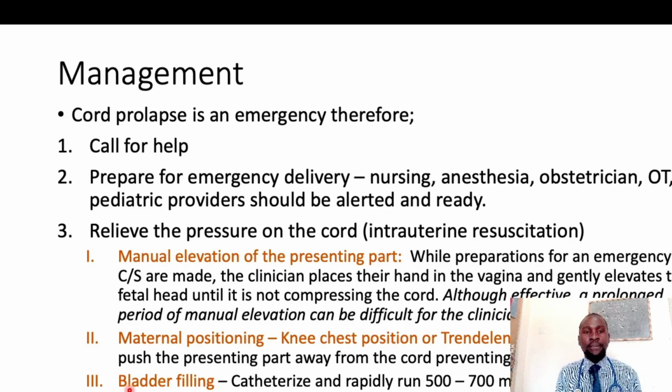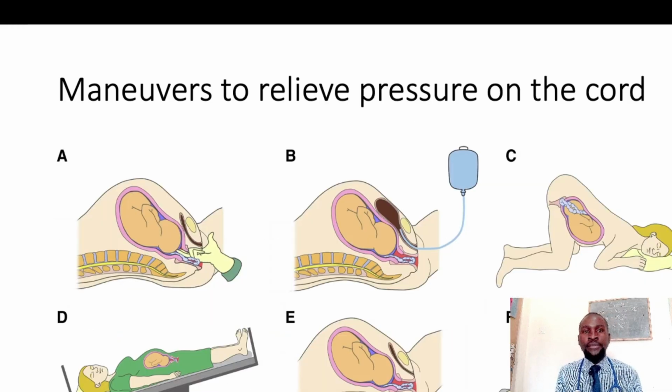Bladder filling is another thing. So you can fill the bladder. So catheterize and rapidly run 500 to 700 mils of normal saline via a catheter. So when you catheterize the woman, you push in 500 to 700 mils of normal saline in this catheter, and this is going to distend and balloon the bladder. So the urinary bladder becomes distended and ballooned, and this will prevent the descent and gently elevate the presenting part, preventing compression of the cord by this presenting part. So these are some of the maneuvers you can perform to actually relieve the pressure.